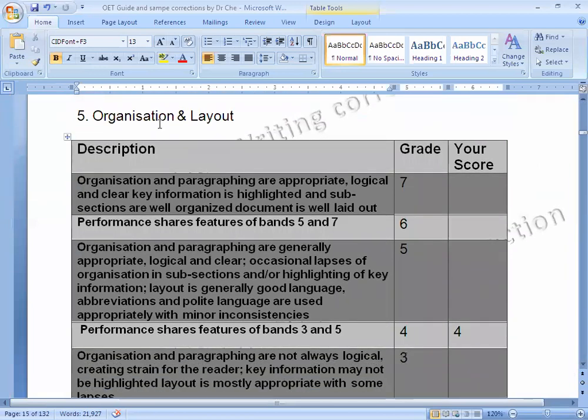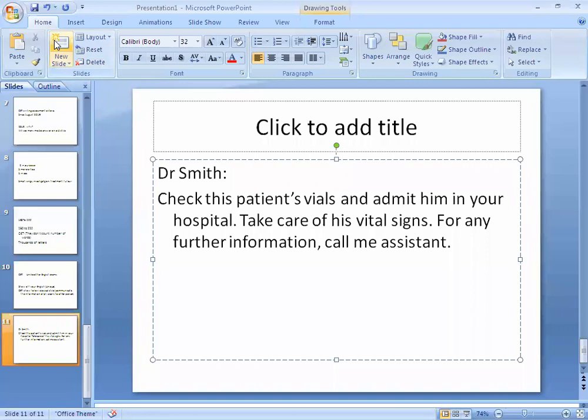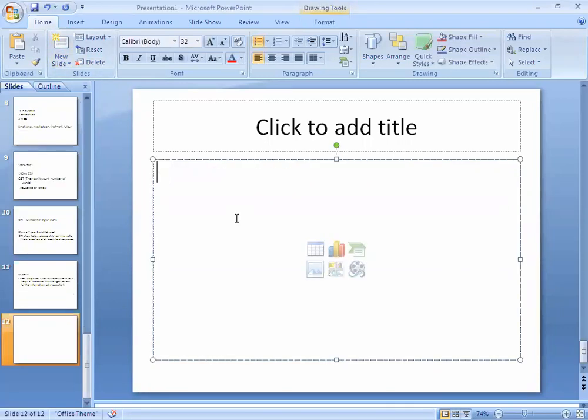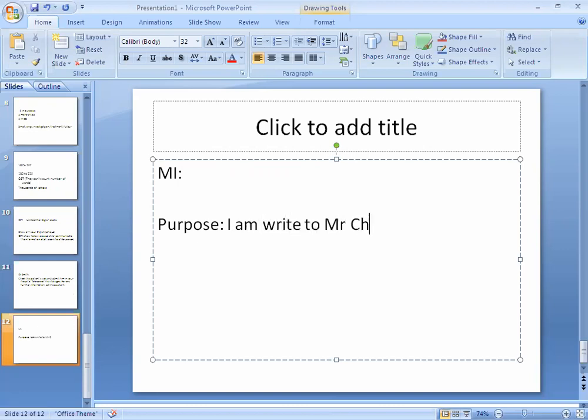Number 5 is organization and layout. Your organization is very, very important. For example, let me take Dr. Mubashir. If your patient is having MI, your purpose is: Doctor, I am writing to refer Mr. Che, who has signs and symptoms of MI, for further assessment and management. All of these would be appreciated.